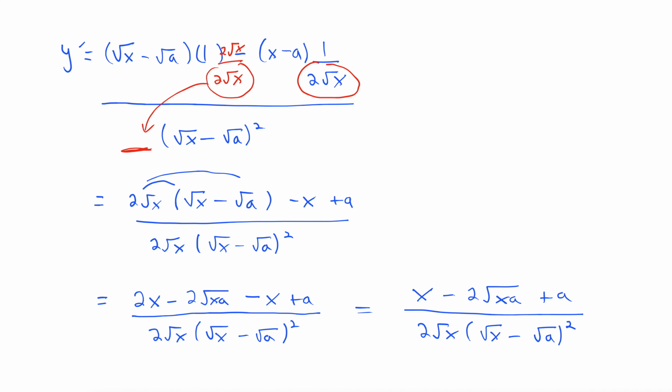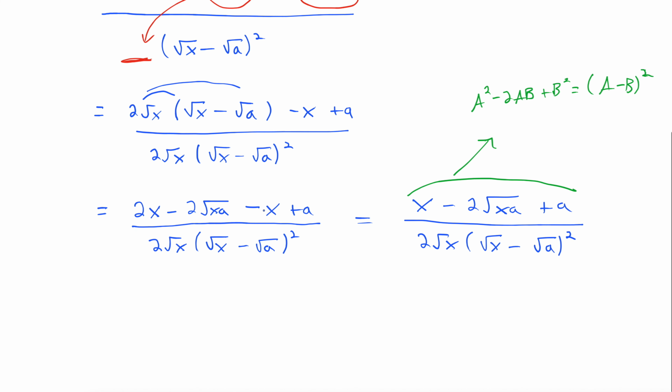But note that that numerator is now a perfect square trinomial, right? It's of the form, let's see, how about if we write it as a squared minus 2ab plus b squared, which we can simplify to a minus b quantity squared. And you may be like, I don't quite see it, but check this out.